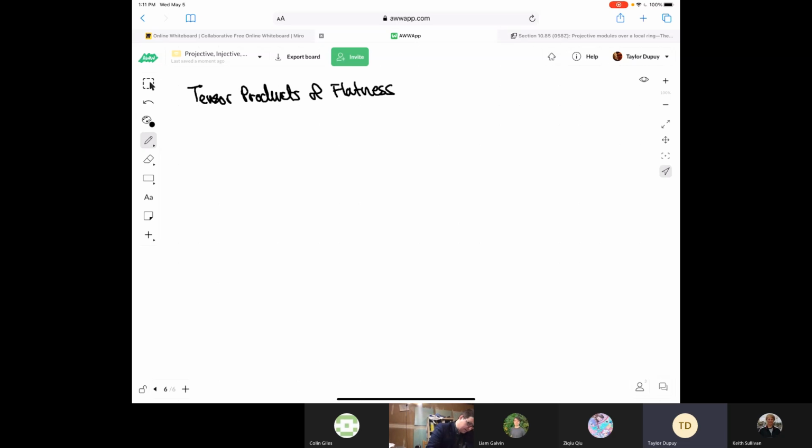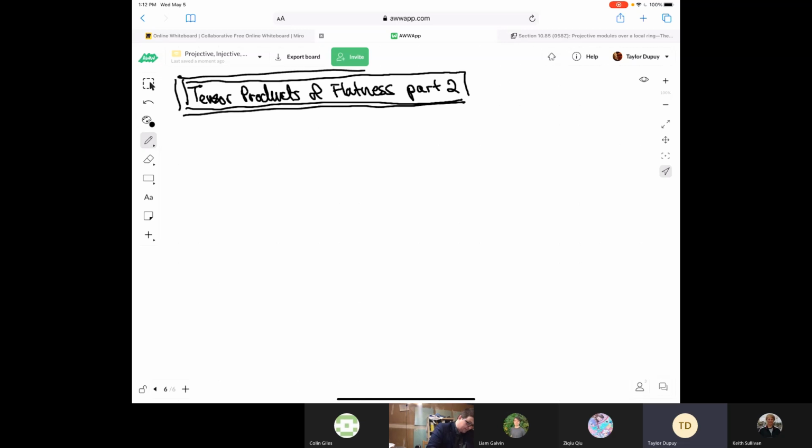Okay, so this is, I guess, part 2, but we barely got into it. I just kind of said, someone says, what's flat mean? Then I said there exists this functor. It's the left adjoint of the functor represented by a module. So that's tensor product with the module.